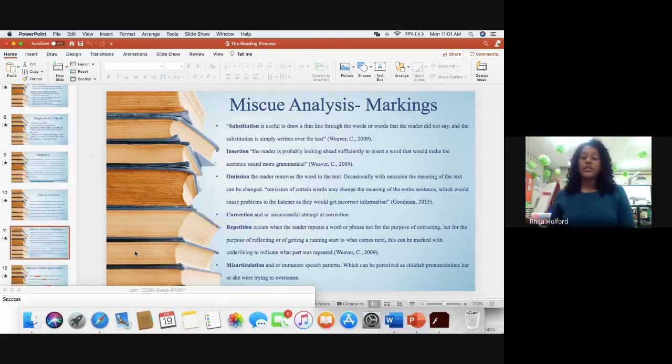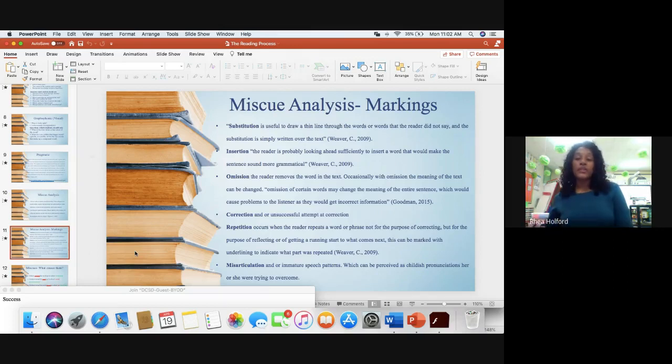We have also insertion. The reader is probably looking ahead sufficiently to insert a word that would make the sentence sound more grammatical. We have omission. The reader removes the word in the text. A lot of students do this at a young age.